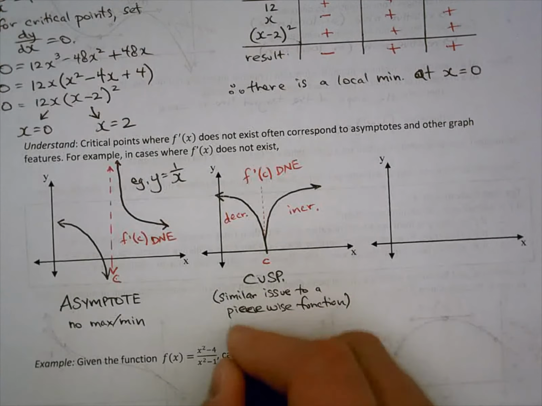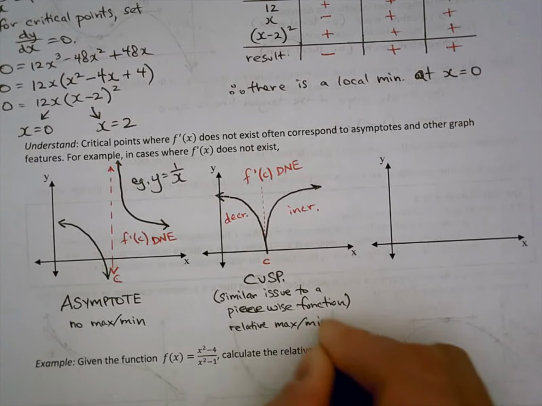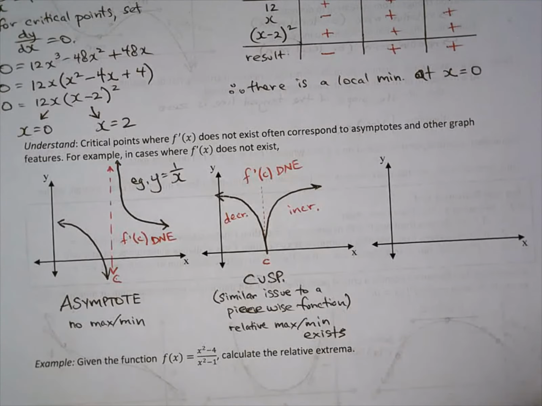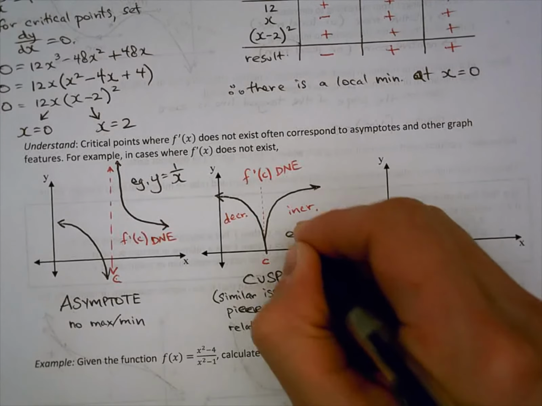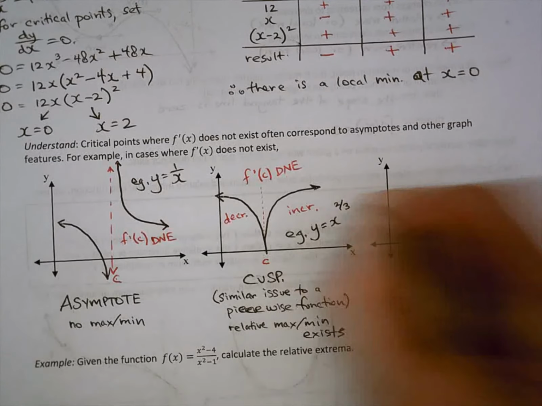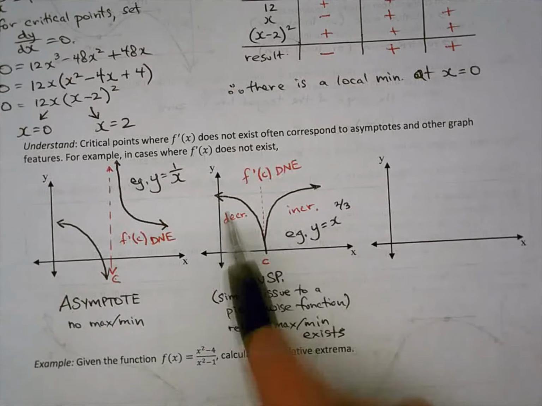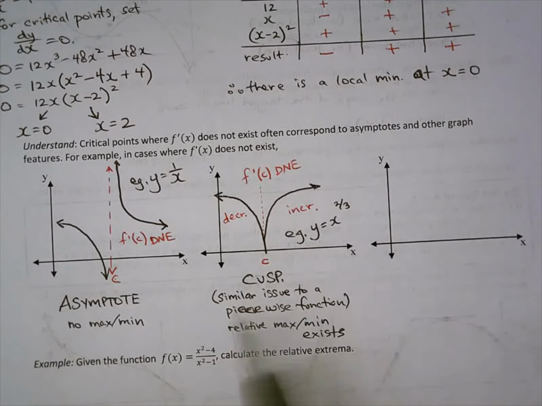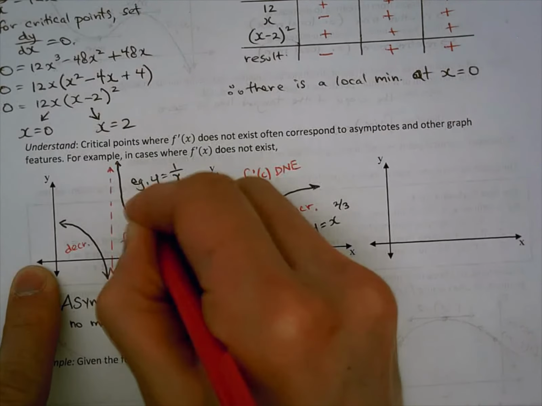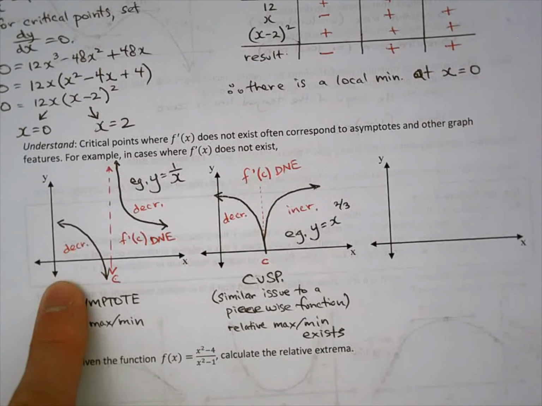In this case, the relative max or min exists. Again, this is not really covered in IB. An example, though, if you must know, an example of a function with a cusp would be y is equal to x to the 2/3. So even though there is a point where there's no derivative, there's still decrease, increase, so the max min exists. This one's cool because actually here it's decreasing and here it's decreasing, so that's why it doesn't change signs. Okay, final one.